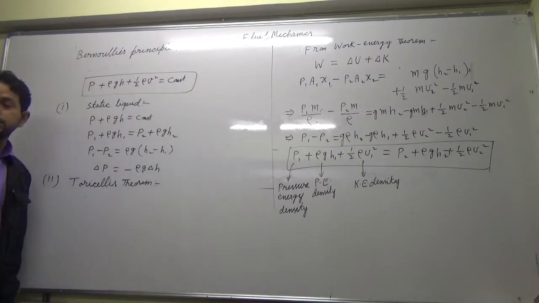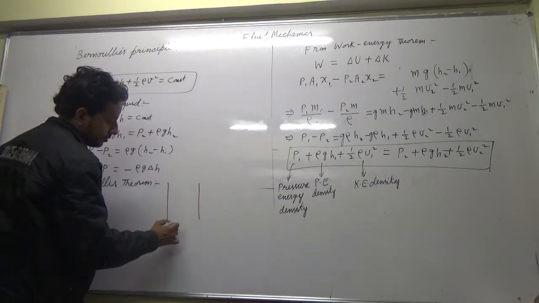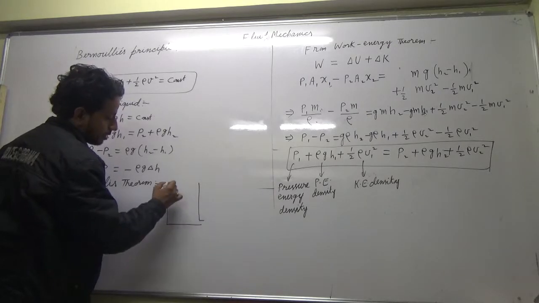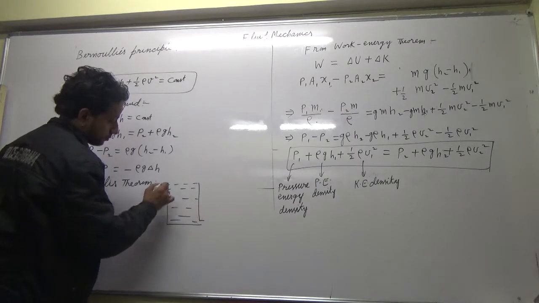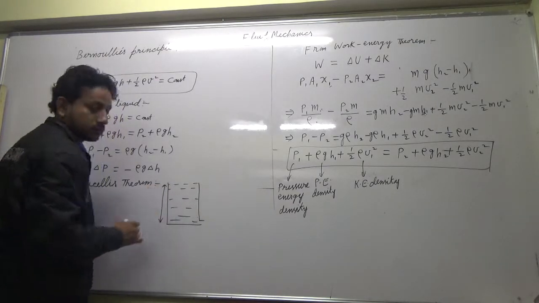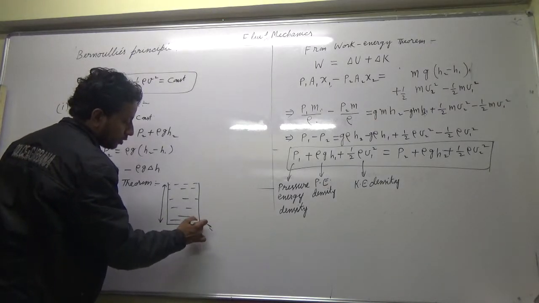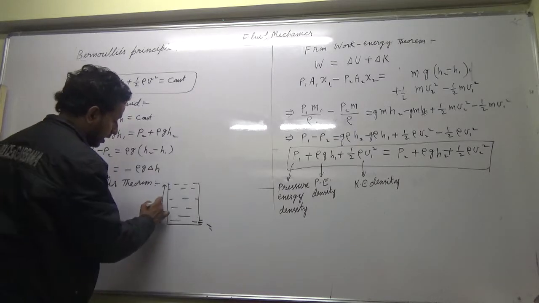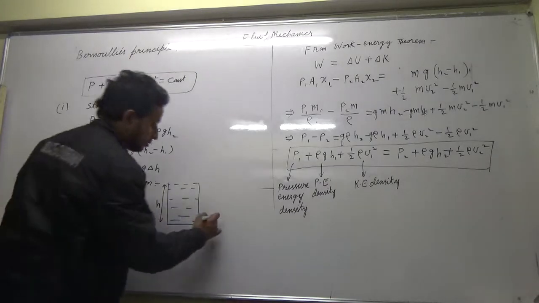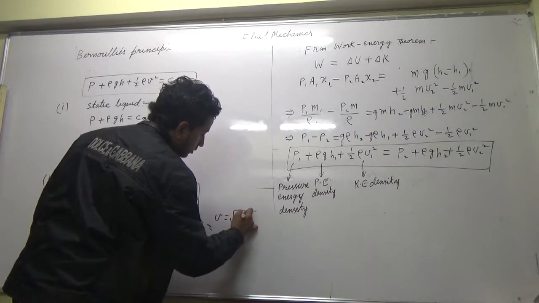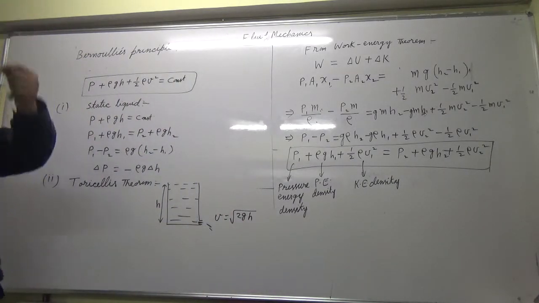What does this theorem say? If we have a liquid filled up to height h, then the water which comes out from a hole at a depth h from the top surface has velocity under root 2gh, the same as an object falling from height h.